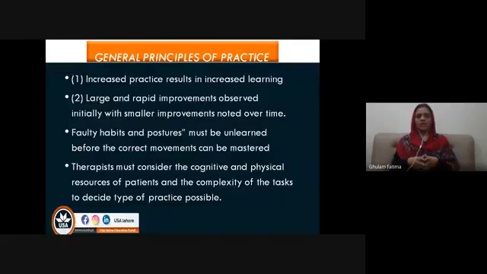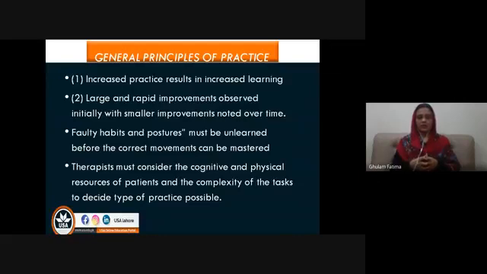So we have to understand what the general principles of practice are. The first thing is that more practice means more learning, more motor learning. The patients who are very enthusiastic and very motivated make progress very quickly. Their motor recovery takes place in less time as they practice a lot. So their improvement and progress is quick as compared to patients who are not motivated enough.